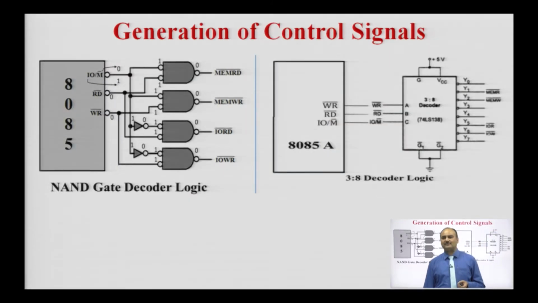Next is the generation of control signal. Whenever the peripheral devices are connected with the microprocessor, we need to enable this peripheral device, or we can control the direction of data flow between microprocessor and the peripheral device with the help of control signal. These control signals are the memory related control signal, that is memory read and memory write.